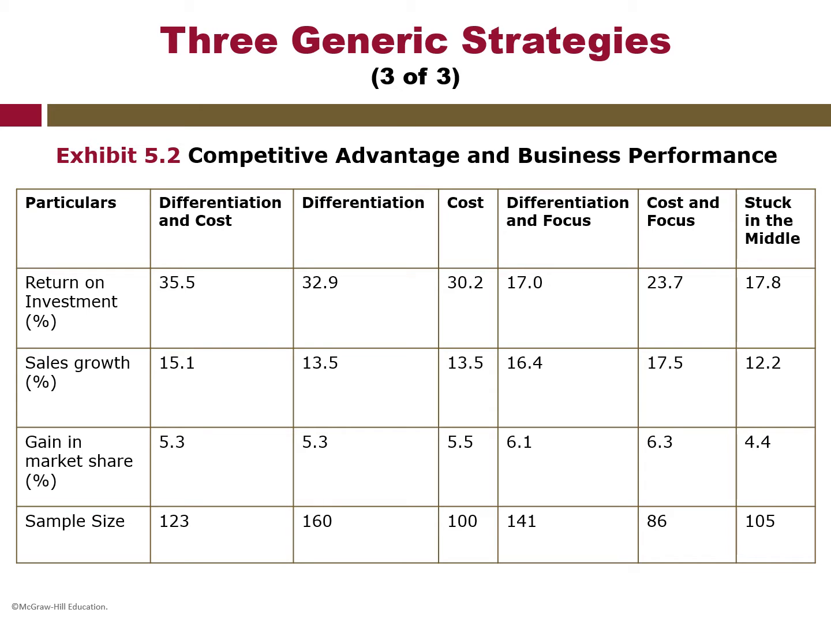Exhibit 5.2 shows you the relationship between competitive advantage and business performance. Both casual observation and research support the notion that firms that identify with one or more of the forms of competitive advantage outperform those that do not. According to the study, businesses combining multiple forms of competitive advantage, differentiation and overall cost leadership, outperform businesses that use only a single form. The lowest performers were those that did not identify with any type of advantage. We classify them as stuck in the middle.